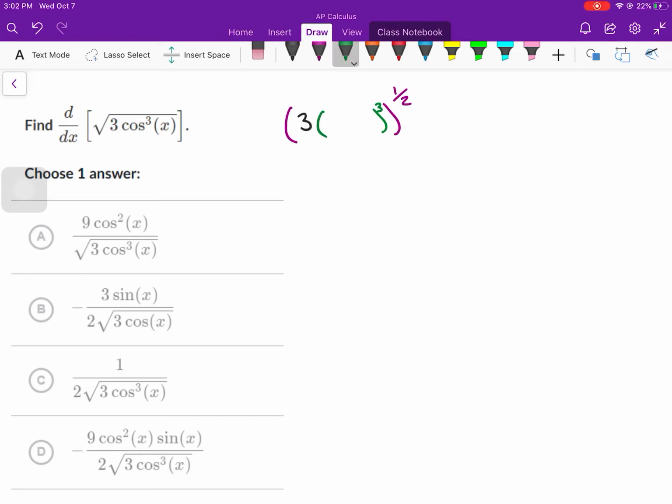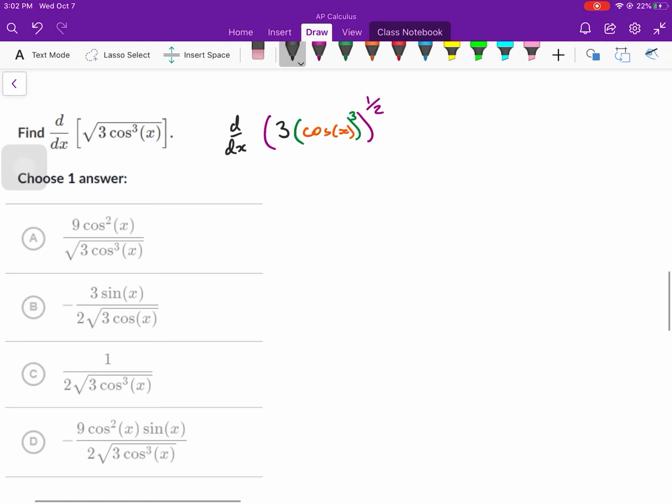So the cube is actually the outer function of this inner function. Sounds kind of crazy, but hopefully we'll make some sense of it right now. So the cosine cubed of x is just cosine of x cubed, and that's all inside of the square root, right? So that is what we need to find the derivative of.